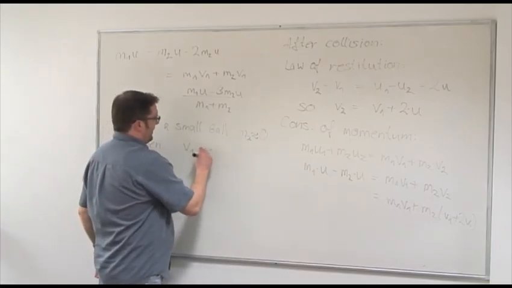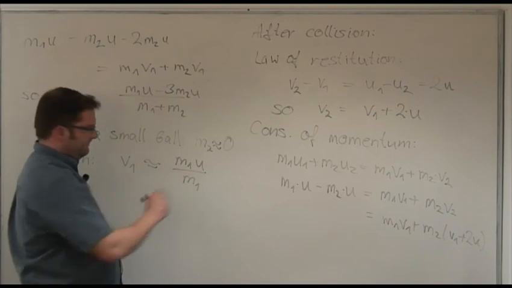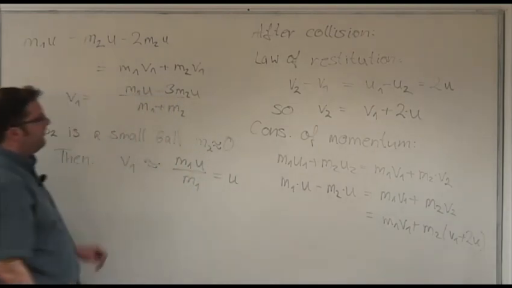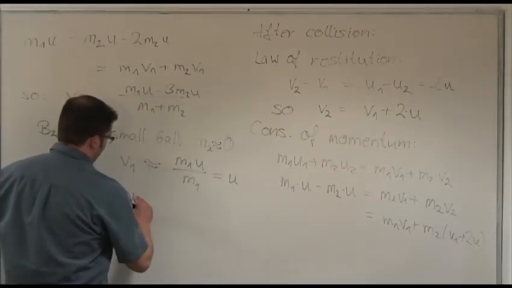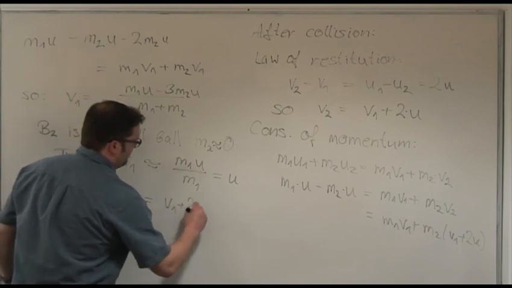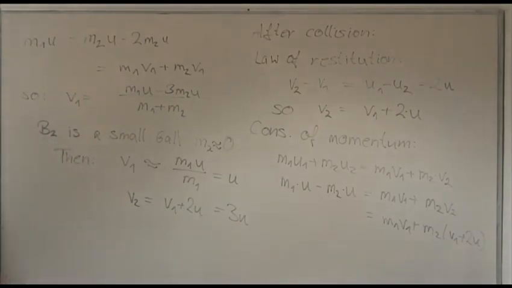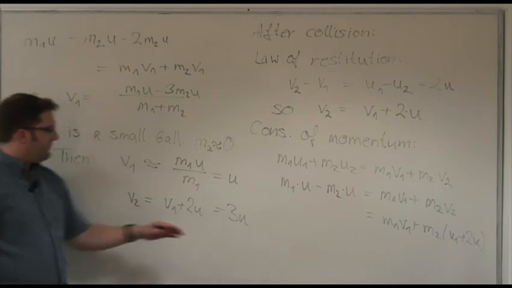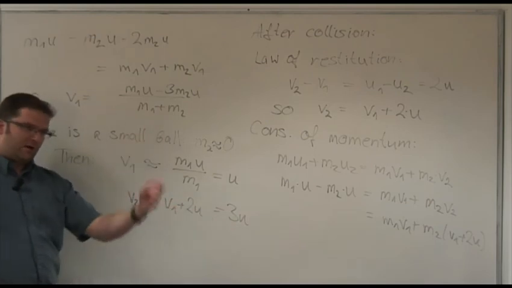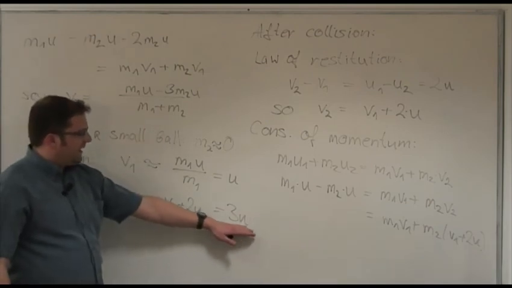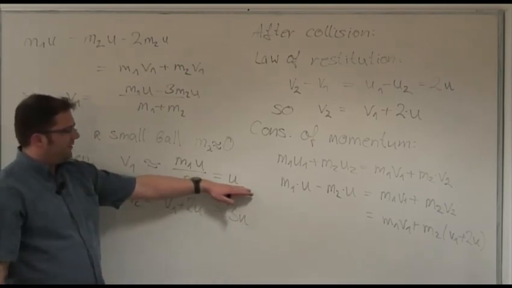So v1 is approximately m1 times u divided by m1, which is u. And v2, well, that's just v1 plus 2 times u. That's 3 times u. And now you see what the extra collision gives us. The upper ball leaves the collision with a speed that is 3 times as high as it usually would be if we only had one ball bouncing. The speed of the upper ball after the collision is 3 times u. Okay, and the lower ball also goes up with the velocity u.